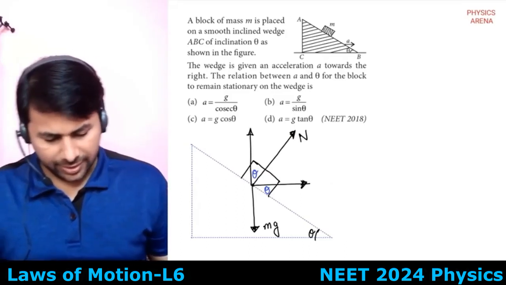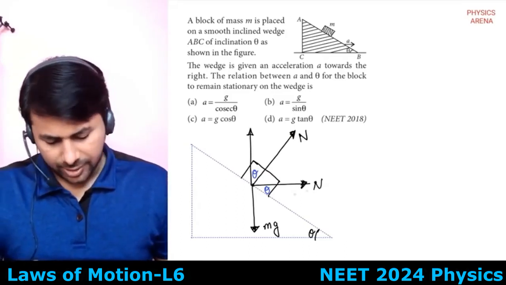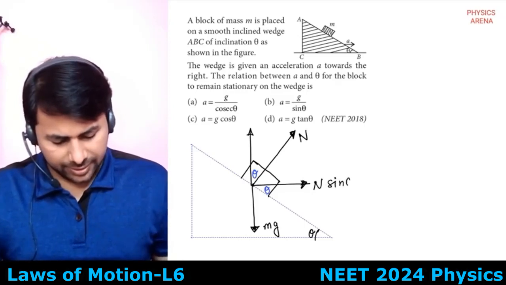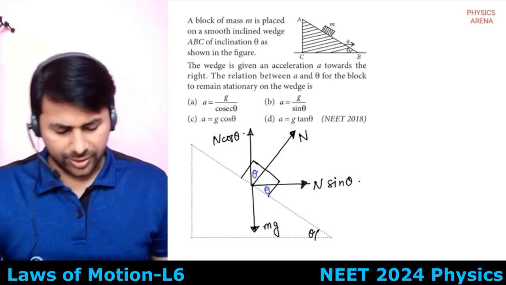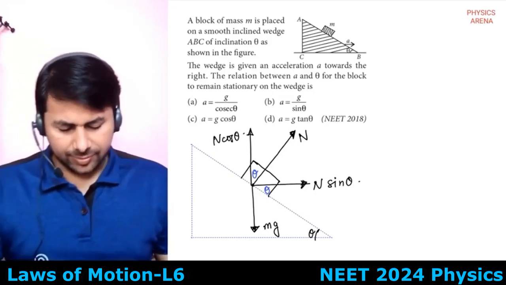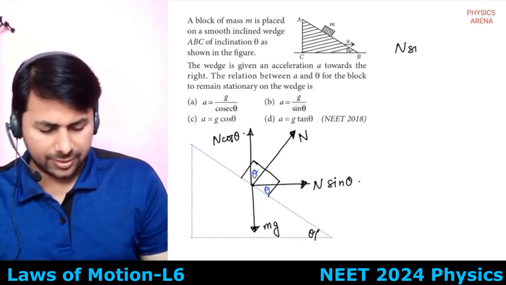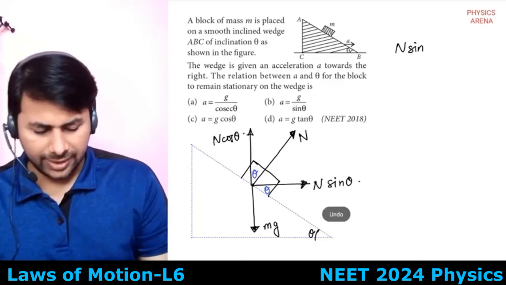So you have N sin theta, and this one will be N cos theta. So I can say N sin theta. What will N sin theta do?